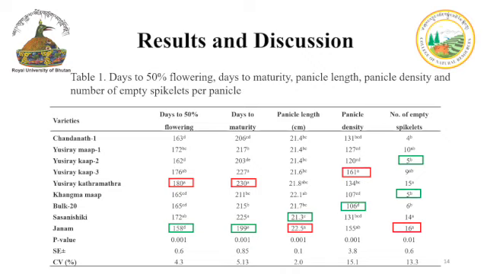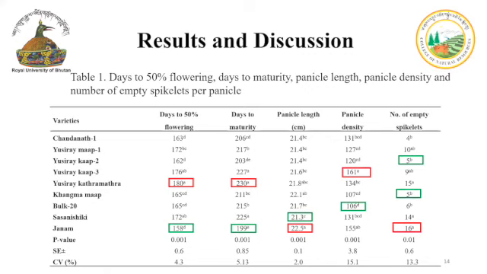And the panicle length, the longest panicle length was recorded in Janam and the shortest from Sasanishike. And the panicle density, the highest panicle density was recorded in UCRA Cup 3 and the lowest from Bug 20. And coming to the number of empty spikelets, the highest was recorded from Janam and the lowest was recorded from Khangmama and UCRA Cup 2.